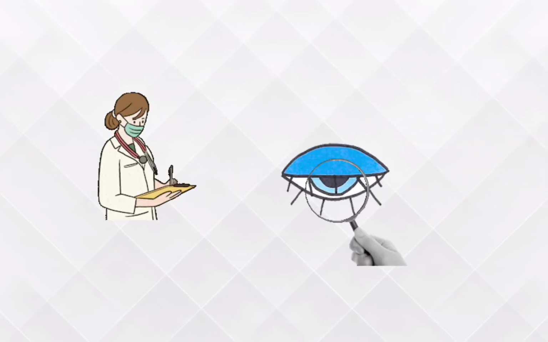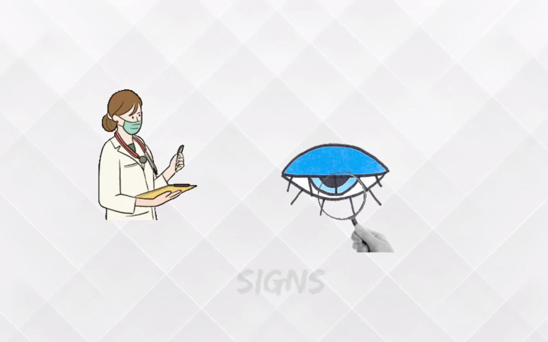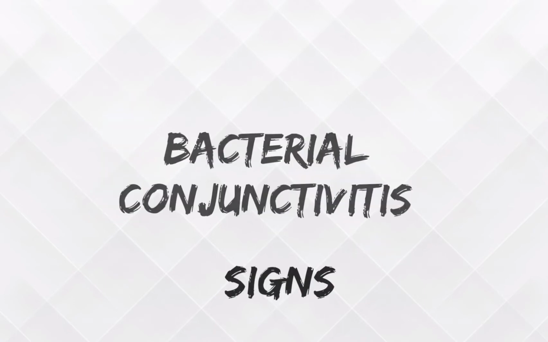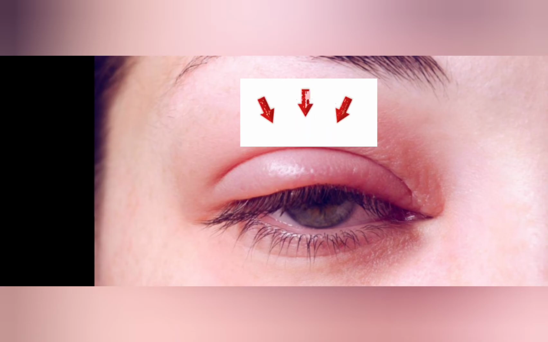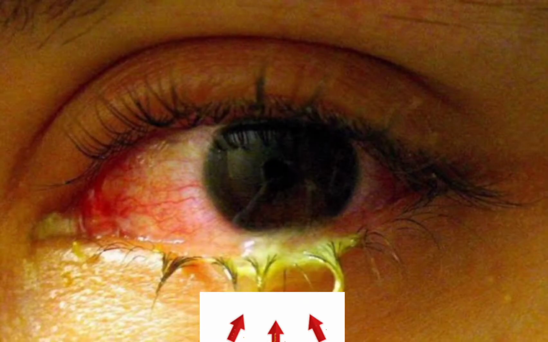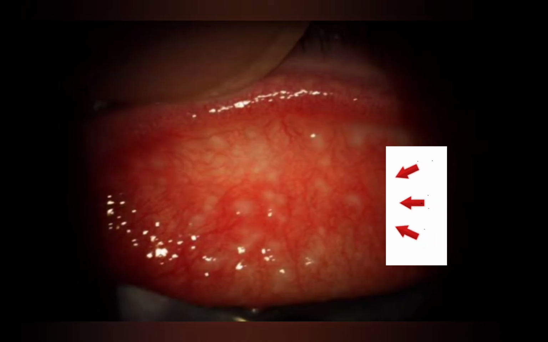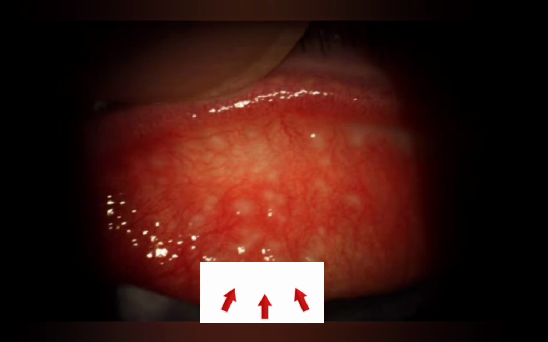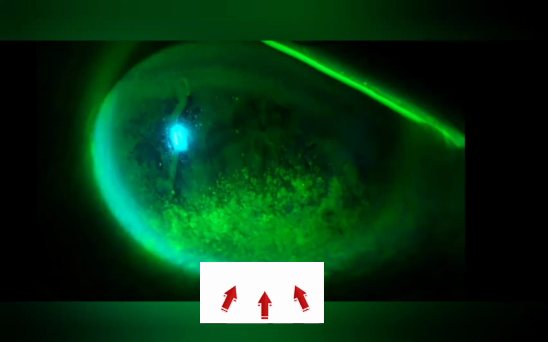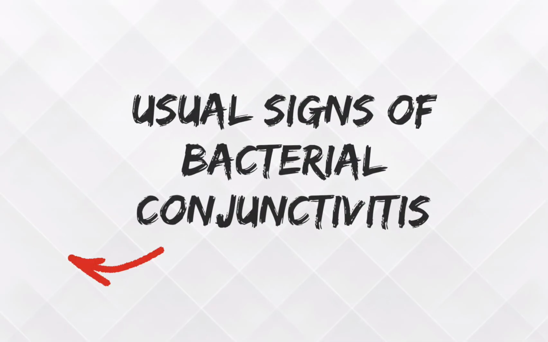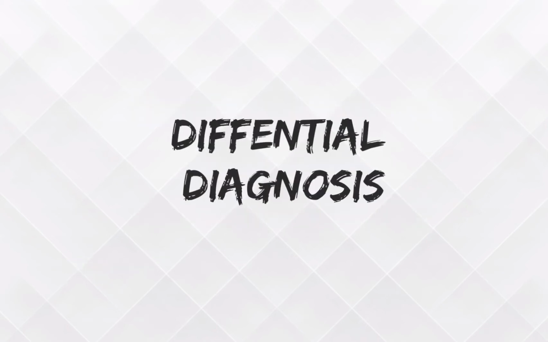On clinical examination, the usual signs we see in bacterial conjunctivitis are eyelid edema, conjunctival congestion, mucopurulent discharge, conjunctival follicles, and sometimes even superficial portions of the conjunctiva getting eroded. So these are the signs that we usually see when a patient has bacterial conjunctivitis. Before finalizing the diagnosis, we should go through the differential diagnosis.